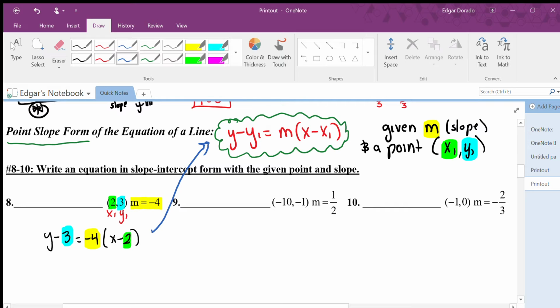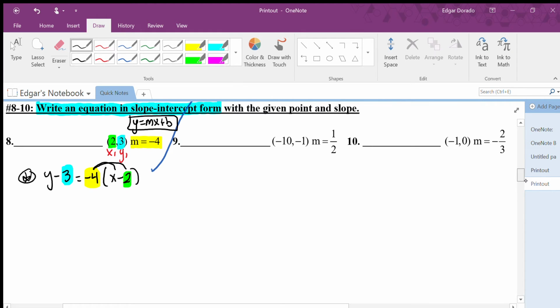But now, notice what it says up on the instructions. It says write an equation in slope-intercept form. Slope-intercept form does not look like this. It looks like this: y equals mx plus b. So what do I have to do now? I am actually going to have to distribute the slope to both of those numbers inside of the parentheses. So let's go ahead and do that now.